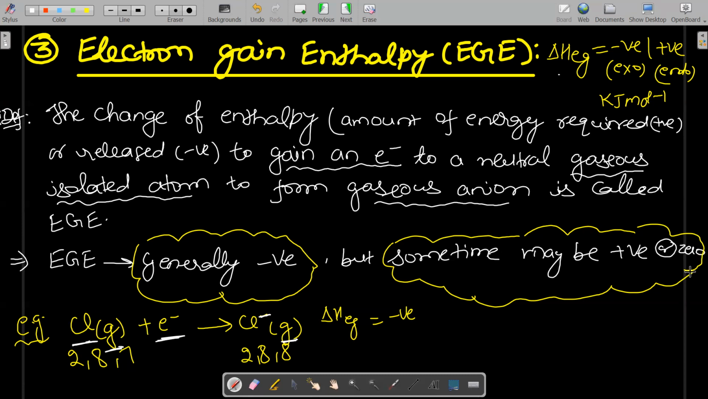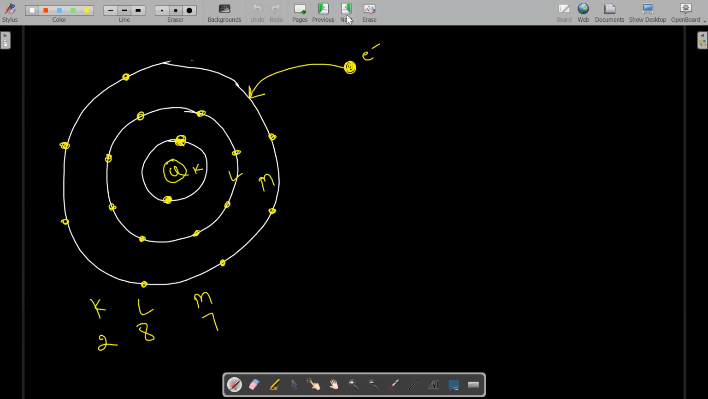Just as I told, electron gain enthalpy is negative, but it may be positive also, or sometimes zero also. So let's see when negative, when positive, and when zero. And why negative, why positive. So better we can see the example.